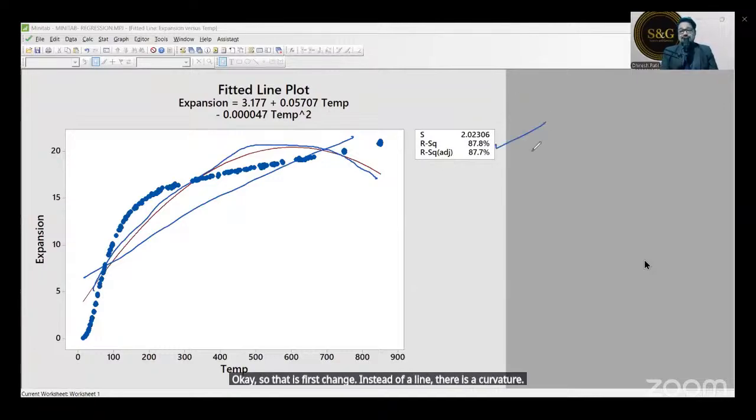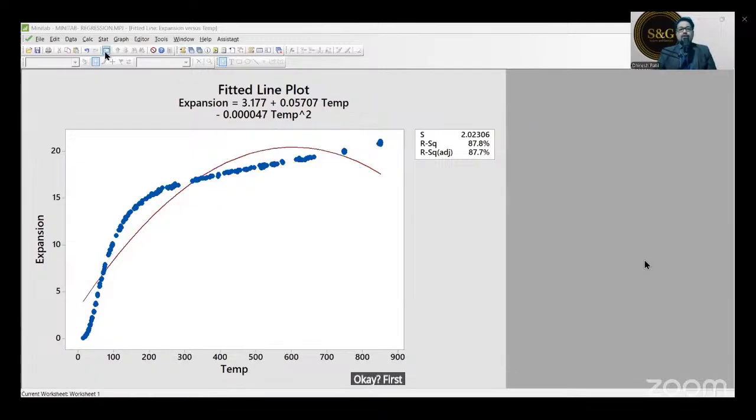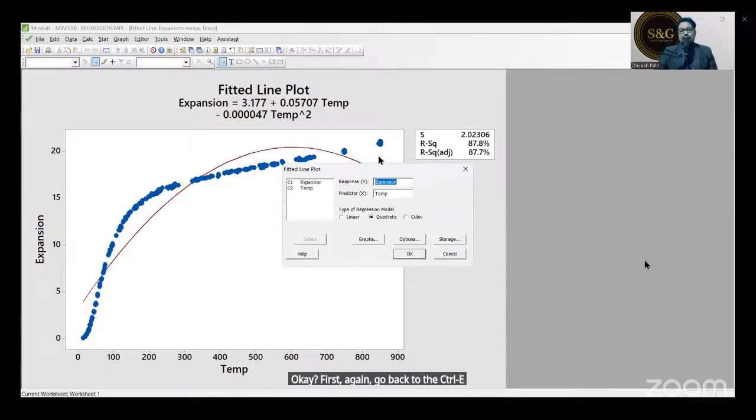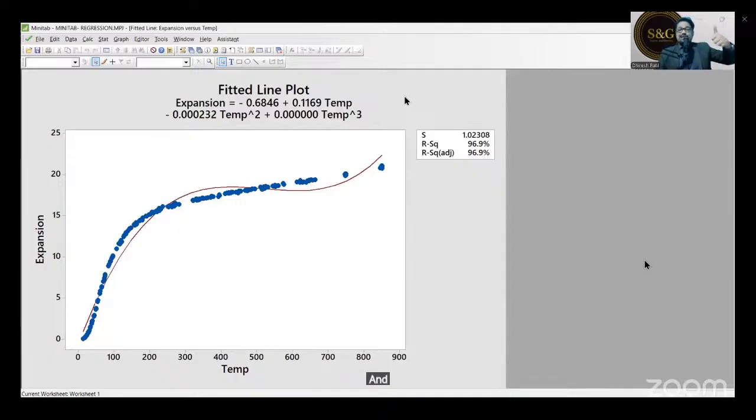R square has increased from something around 60% to 87.8%. And the equation also has changed. Are you understanding? Equation also has changed. Let me explain again. First, go back to Control E. Just press Control E and now select cubic equation. Click on OK. The first was linear, quadratic, and cubic. You would have seen three different scenarios here.